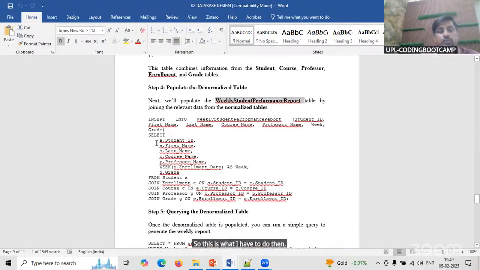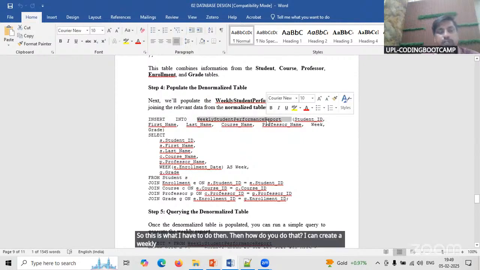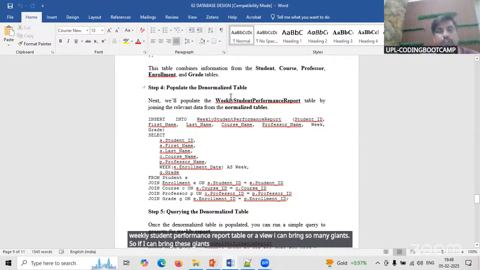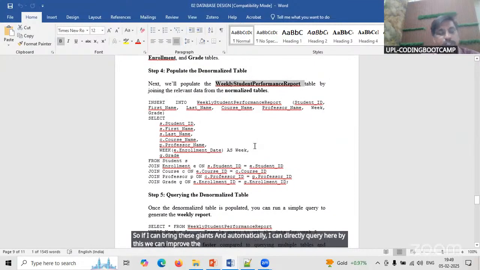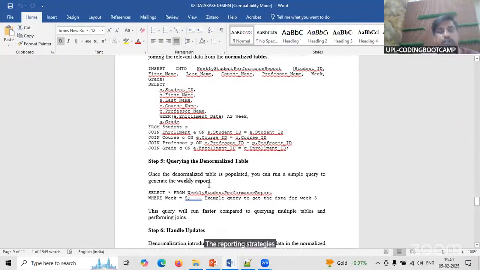Then how do you do that? I can create a weekly student performance report table or a view. I can bring in so many joins. If I bring these joins together, I can directly query here. By this, we can improve the reporting strategies. So that is called a denormalized table.